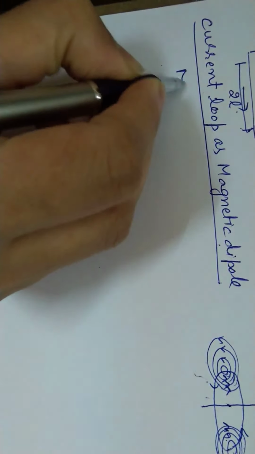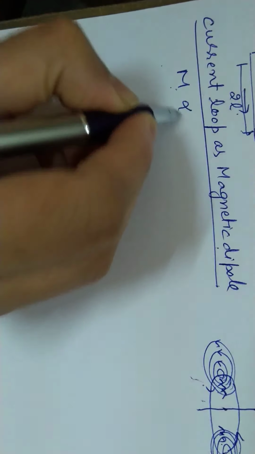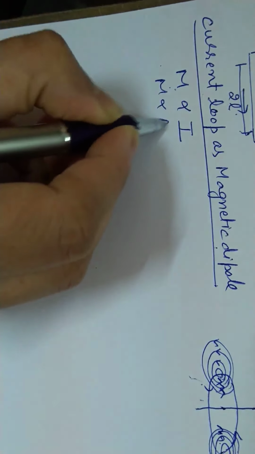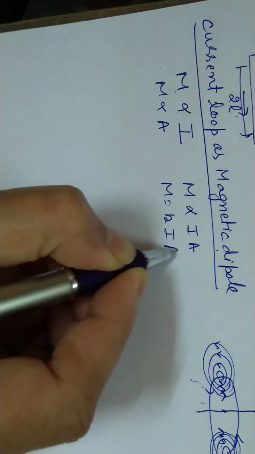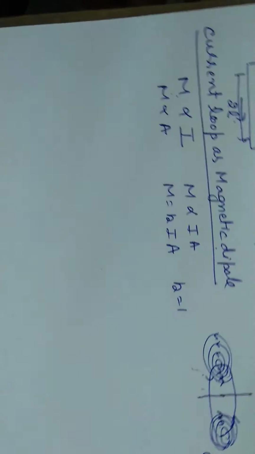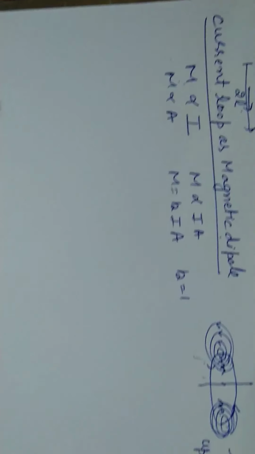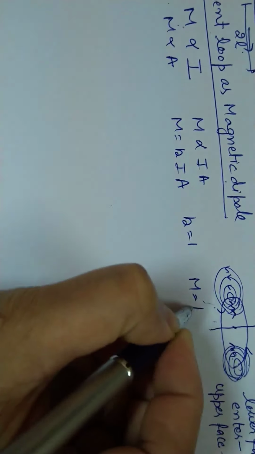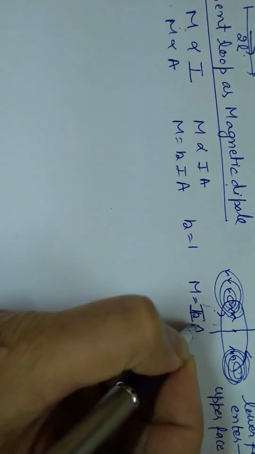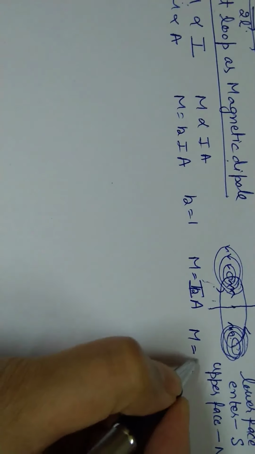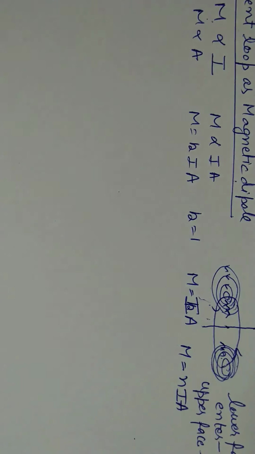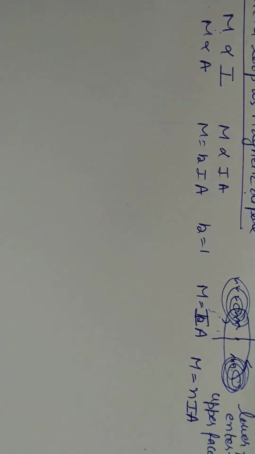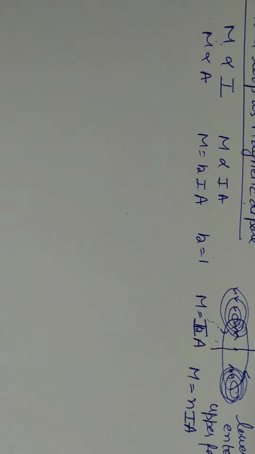Now the magnetic dipole moment for a current loop is proportional to current, and it is proportional to area. So the magnetic moment is proportional to IA, or it is KIA, and K in the SI system is 1. So the magnetic dipole moment for the current loop is written as M is equal to IA, and if there are N number of turns, then it is written as M is equal to NIA. Okay. Now we use this in many problems where we have to find the magnetic dipole moment.